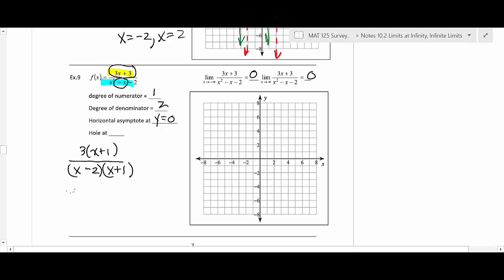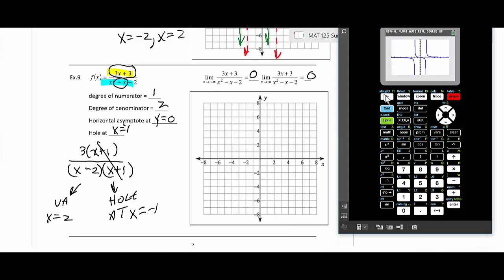So what you have is a vertical asymptote at x equals 2, and a hole at x equals negative 1. Okay? Right, so now we'll put this in the calculator. If you do this in the calculator, instead of putting the whole thing in, you can just put in what's left over, but you have to remember there's a hole there. So I'm just going to put in 3 over, whoops, I have to do a parenthesis, 3 over x minus 2. So we want to put that in like that.